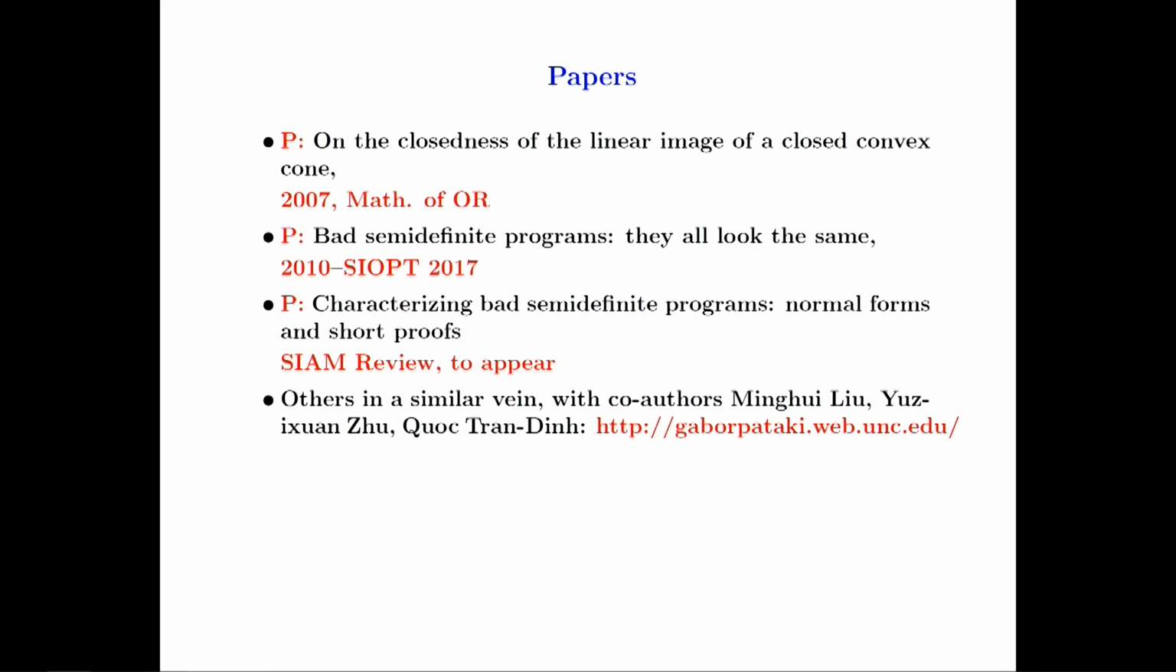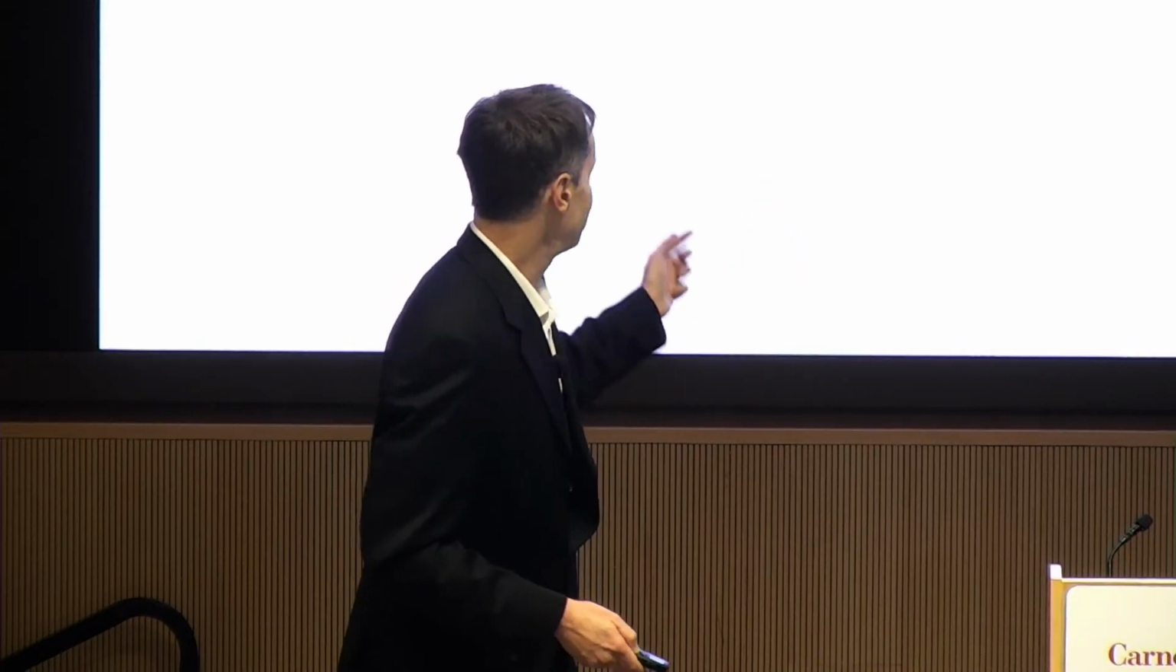So there are 3 papers. I've been working on this for some time. There is a paper which was quite theoretical, the closedness of the linear image of a closed convex cone, in 2007. And there's a paper in the SIAM Journal on Optimization, that semi-definite programs, they all look the same. And then finally, this one, which I just essentially presented, that's a version that really boils it down to a proof which is mostly just linear algebra, and there's a little bit of convex analysis in it. And in a similar vein, there is a bunch of other papers, which, if you're interested, you can see on my webpage.